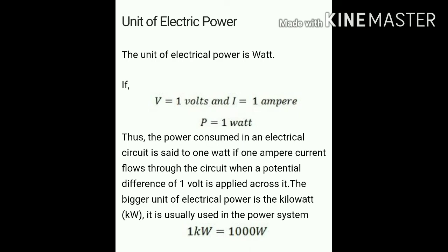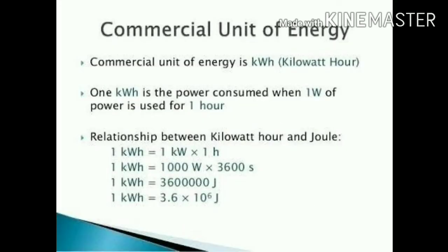Watt is a very small unit of measuring electric power. In actual practice, we use a much larger unit of measuring electric power, that is kilowatt. 1 kilowatt or kW is equal to 1000 watts. The practical unit of measuring electric energy is kWh, which means kilowatt hour. You would have observed this in electric meters.